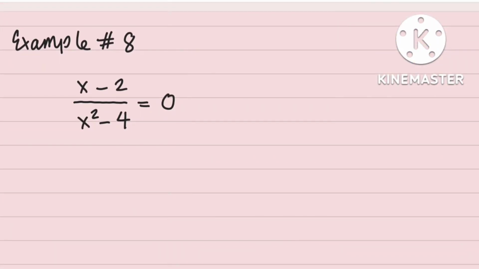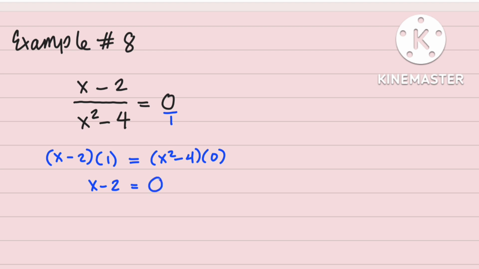Let's try example number 8. So I will just place a denominator, that is 1. Then I will apply the rule of proportion. The product of x minus 2 and 1 should be equal to the product of x squared minus 4 and 0. Product of x minus 2 and 1, x minus 2. Well, the product on our right hand side, that is 0. And what should be the value of x to make the statement true? The answer is 2.